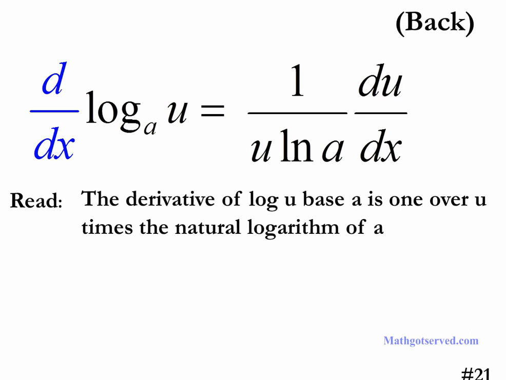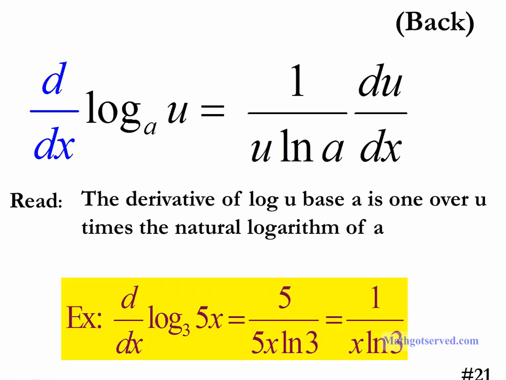Let's take a look at an example of this. The derivative of log 5x base 3 is 1 over, u is 5x, so it's 1 over 5x ln of the base, 1 over 5x ln 3, times the derivative of the inner function, which is 5x. The derivative of 5x is 5. That's multiplied to the numerator. And you notice that these two 5's cancel out, so you have 1 over x ln 3.